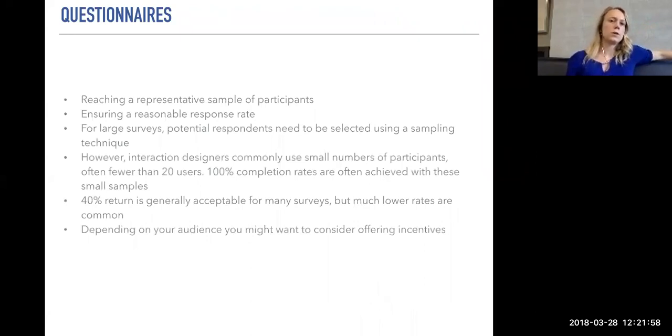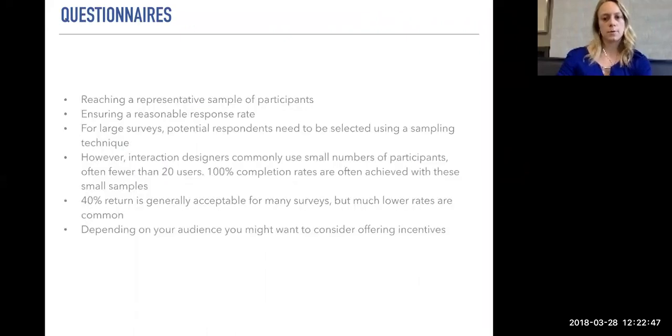So with regard to questionnaires, reaching a representative sample of participants is important. And the second factor really is ensuring a reasonable response rate. For large surveys, you also want to use a sampling technique. I remember for this large survey I sent it out to over 100 people, and I got 37 responses. So that was right around the 40% mark. And if you send it out to fewer than 20 users, you're going to get higher participation, or at least you should aim for that by enrolling them and getting them to respond.